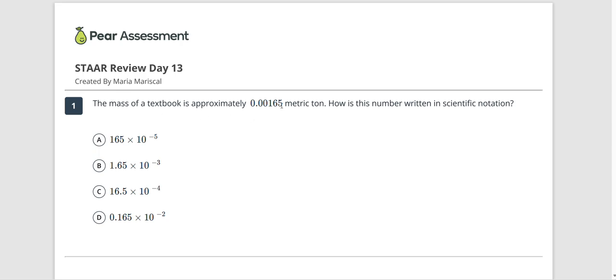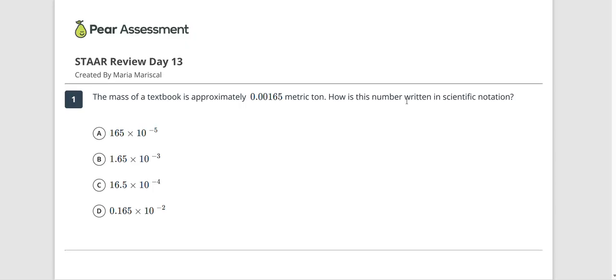Guys, the mass of the textbooks is approximately, I don't know, I can't read that number, yada, yada, yada.